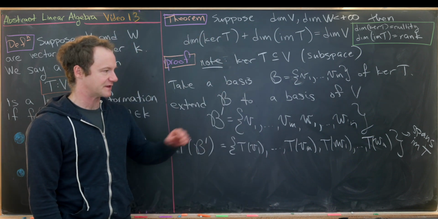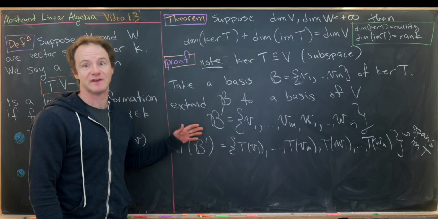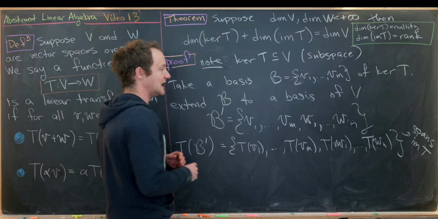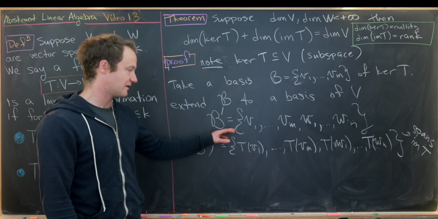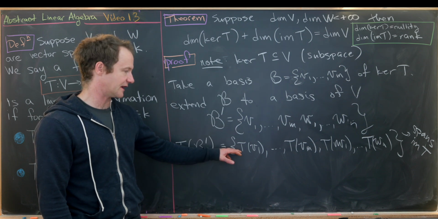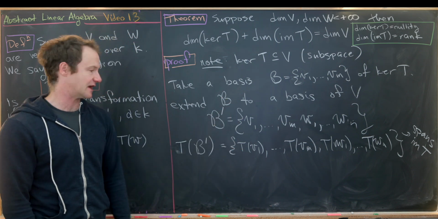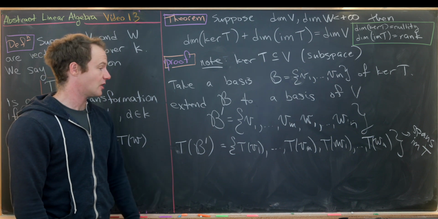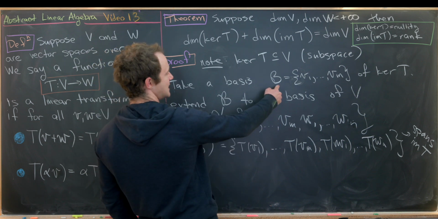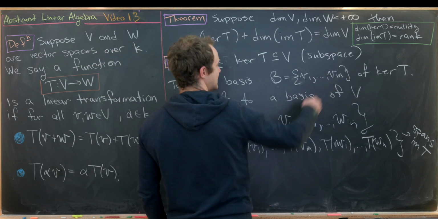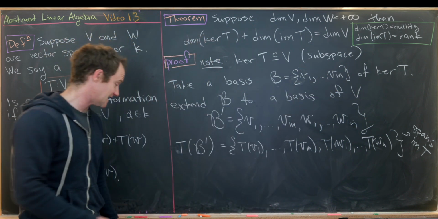Well, why is that? Well, the image of T is just the image of any vector from V, but any vector from V can be written as a linear combination of these. Apply the linear transformation and we get a linear combination of these, so that's the span of the image of T. Okay, great. But let's use this fact up here that v1 to vm is a basis of the kernel of T.